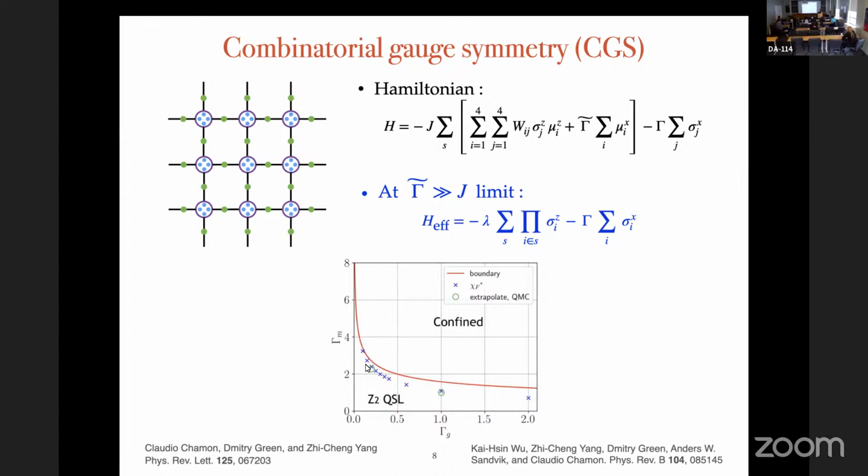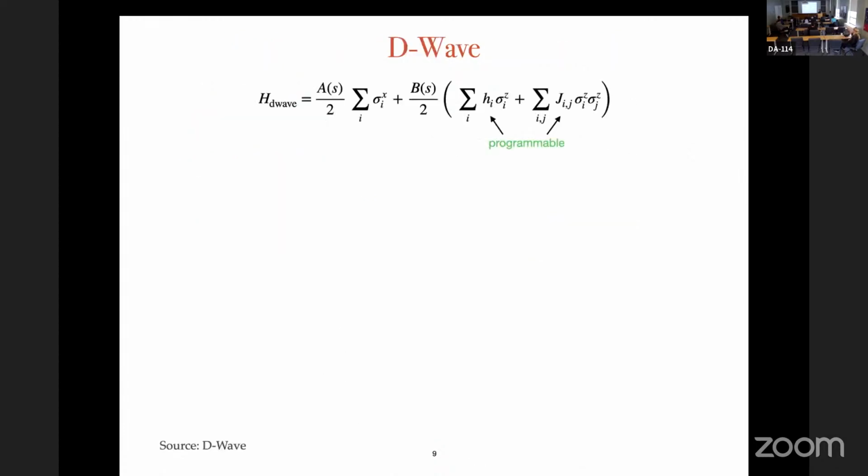So now we have this combinatorial gauge symmetry that helps us realize the exact ground state of the Z2 quantum spin liquid. Now we are ready to implement it in a quantum simulator. And the quantum simulator we chose back then is D-Wave. So there are a couple of reasons why we chose D-Wave. It's highly programmable and it has a lot of qubits. Back then in 2019, there were not many choices for quantum simulators.